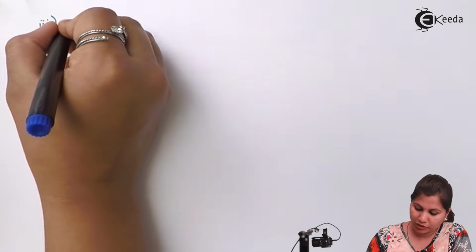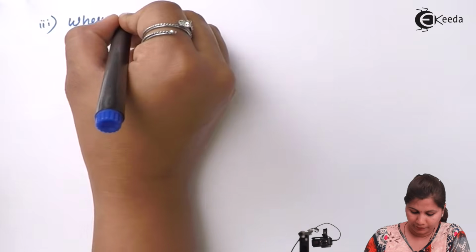Okay, then third thing we will do is where we want the output. Okay, after we have done the operation and we have got the result, now where this result should be stored or whether this result will be displayed. Okay, so where you want the output.